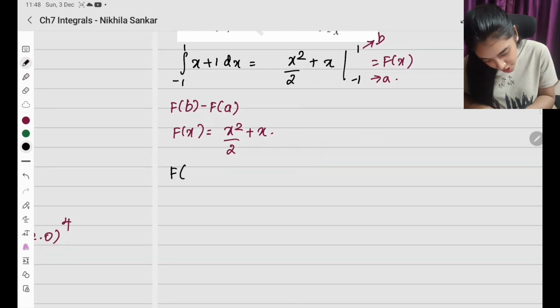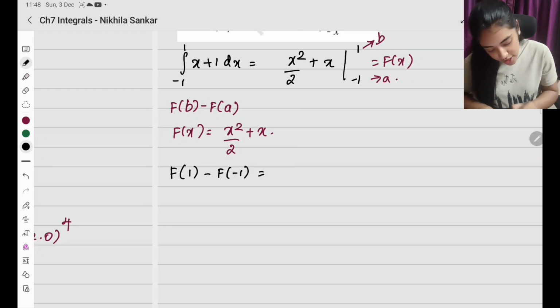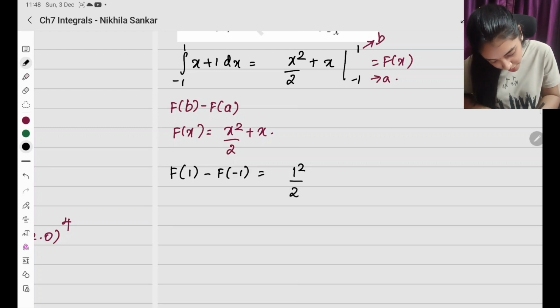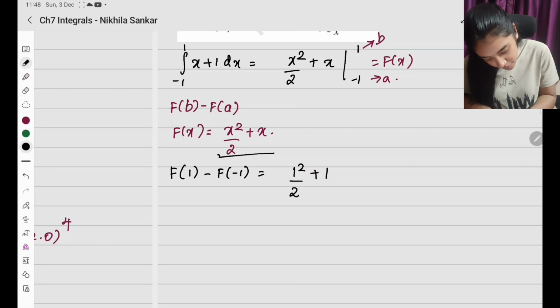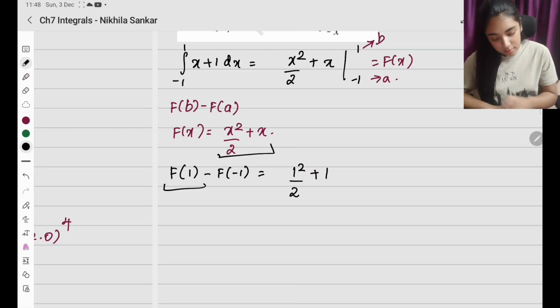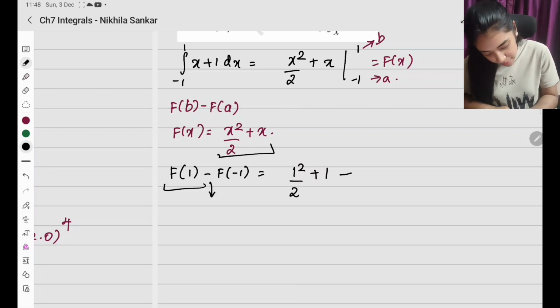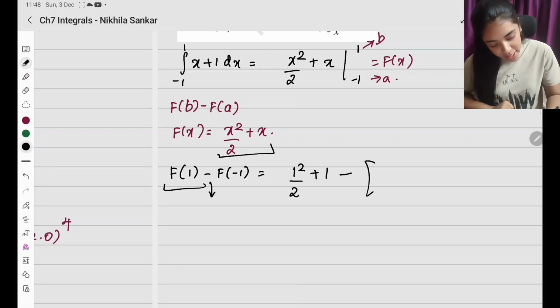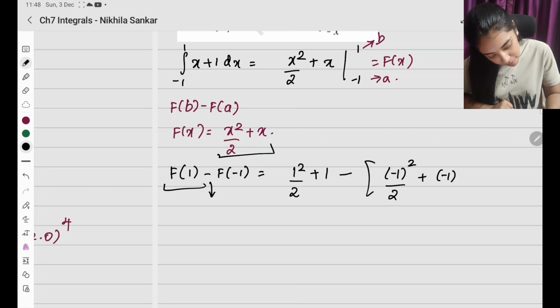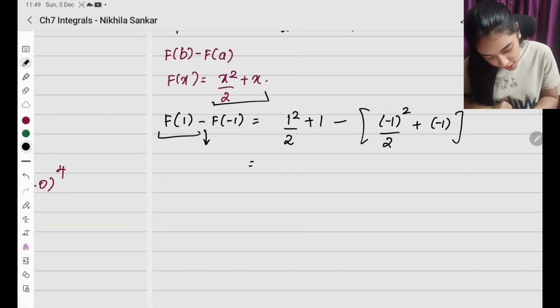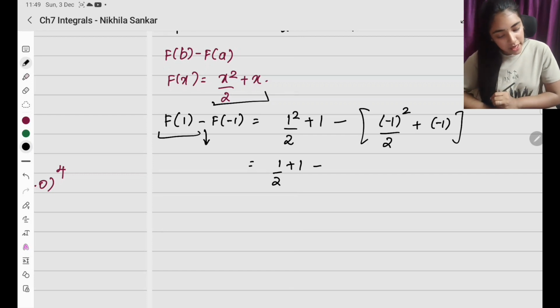F of b, which is f of 1, minus f of minus 1. So when I substitute, I have 1 square divided by 2 plus 1. This is f of 1. Minus, in the minus, open bracket, f of minus 1. So I'm going to substitute the value of minus 1 for x, plus minus 1, close bracket. So when I solve this, I have 1 by 2 plus 1 minus, when I open the brackets, what do I have? Minus 1 the whole square by 2 is 1 by 2.